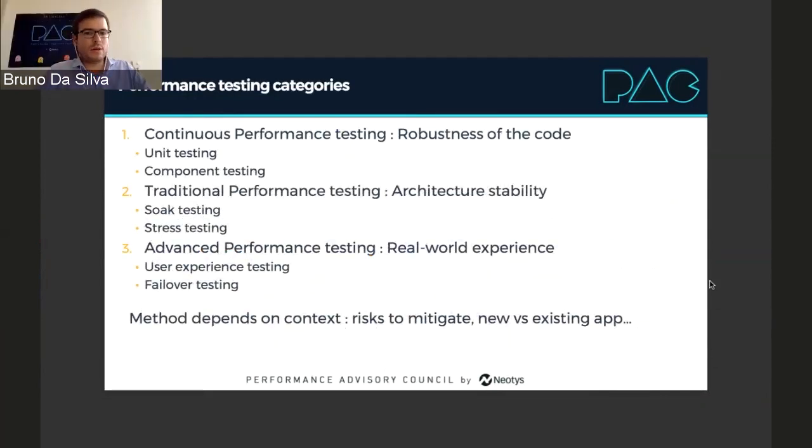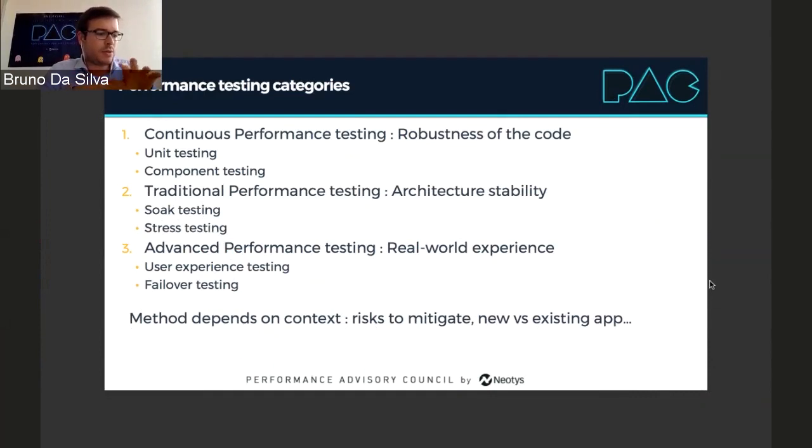Okay, so I identified three big performance testing categories. The first one is the continuous performance testing. That's the one I will be addressing today in regard to a shift left approach. And which main goal to me is to control the robustness of the code. The aim of continuous performance category is to check for no regression mostly, and must be automated as much as possible. So among this type of testing, we will find, for instance, unit testing and compounding testing.